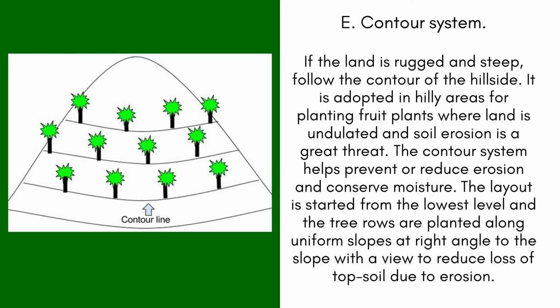The contour system. If the land is rugged and steep, follow the contour of the hillside. It is adopted in hilly areas for planting fruit plants where land is undulated and soil erosion is a great threat. The contour system helps prevent or reduce erosion and conserve moisture. The layout is started from the lowest level and the rows are planted along uniform slopes at right angle to the slope, with a view to reduce loss of topsoil due to erosion.